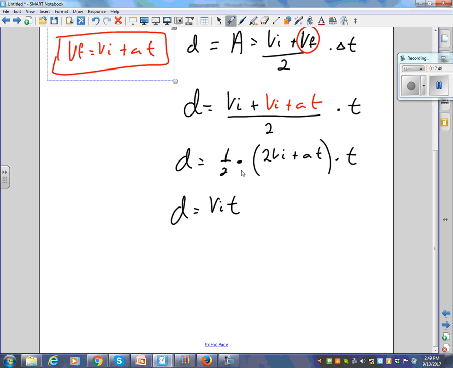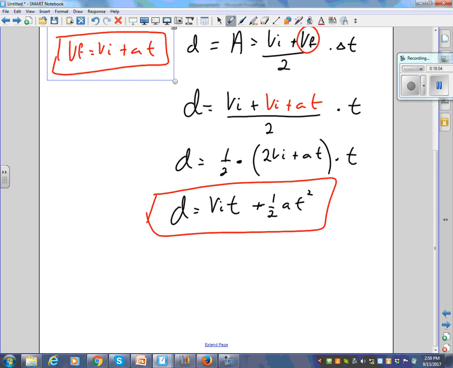So I can't really do anything with the half, so it's just going to be 1/2 AT, that's a plus sign, 1/2 AT squared. And that, my friends, is special equation number 2: D equals VIT plus 1/2 AT squared.